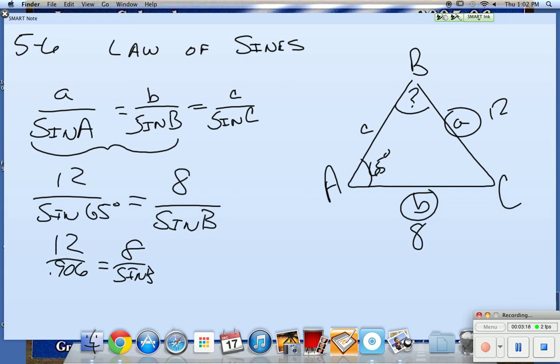Now I'm going to cross multiply. So 8 times 0.906 is what? Eight times that divided by 12. Eight times 0.906 divided by 12. Point what? 0.604.